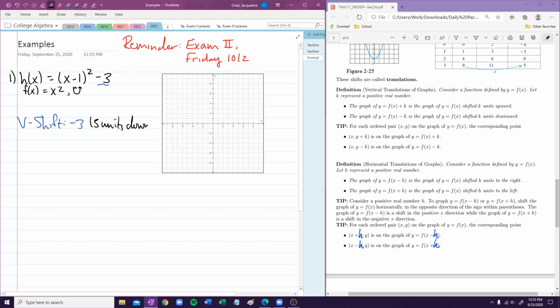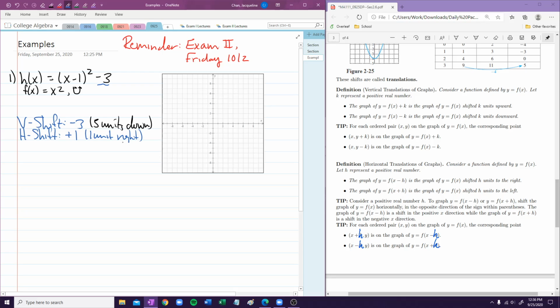If anything is within the x squared, like x minus a number squared, it's going to be a horizontal shift. I'm going to call it an h shift. Remember that the horizontal shift is not intuitive. I see negative 1, which means I'm going to shift 1 unit along the x-axis, to the right.